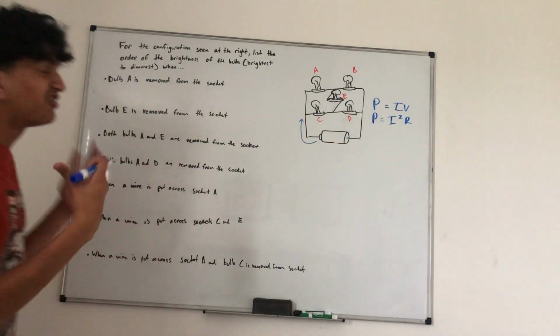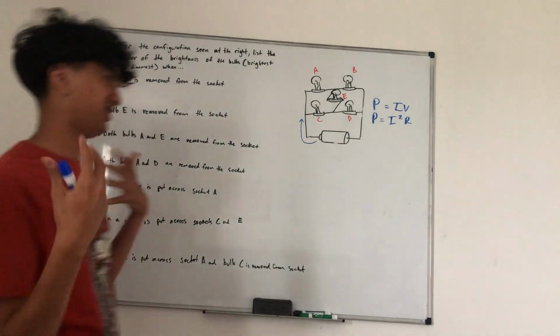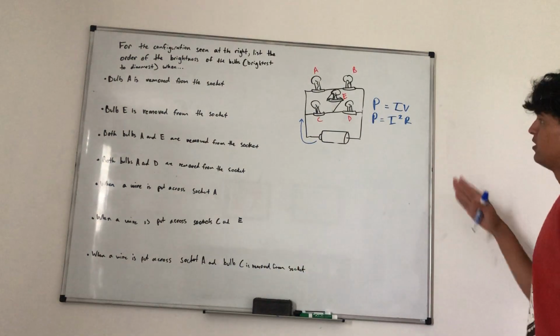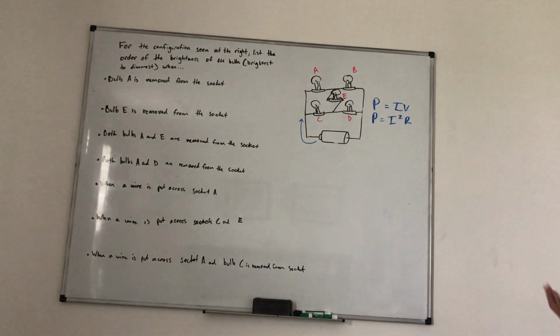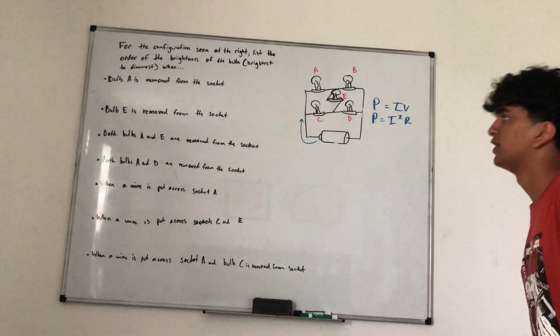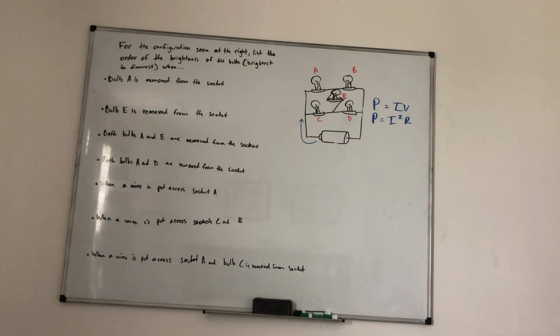Each of these light bulbs has the same resistance, and that's nice. You're just figuring out what's going to have the most current. Whatever gets the most current is going to have the most power. So let's say when bulb A is removed from the socket.